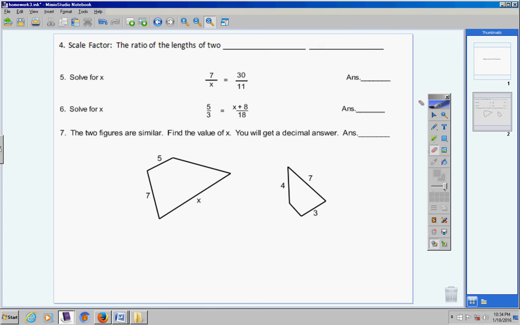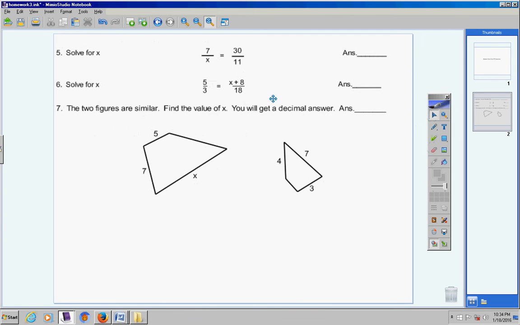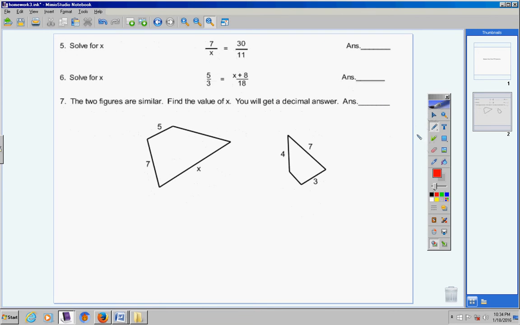Okay, here we go. Let's take a look at numbers 5, 6, and 7. Now, number 5 says solve for x. Okay, let's bring it down here. 7 over x equals 30 over 11. Now, remember, anytime that two ratios or fractions are set equal, you can cross multiply and set those equal.